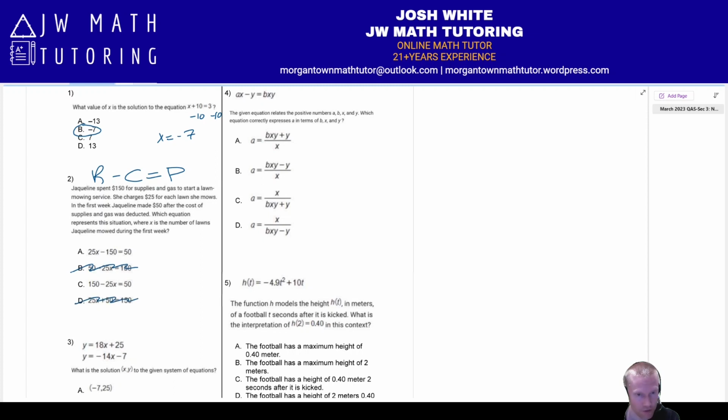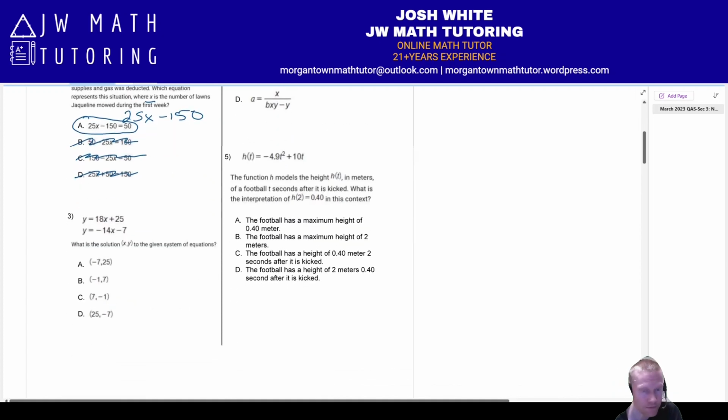And then when you look at A versus C, so she charges $25 for each lawn, and we don't know how many lawns she mowed, so we're just going to use a variable for that, and they tell us here to use X in the problem. So the amount she would make from mowing lawns is just 25 times X. And of course, that's going to be the revenue, so that would come first, and then the $150, that's her cost. So you would subtract that from the money she brings in to find out how much overall profit or total money she would have left. Therefore, the correct answer for this one is just going to be letter A. 25x minus 150 equals 50.